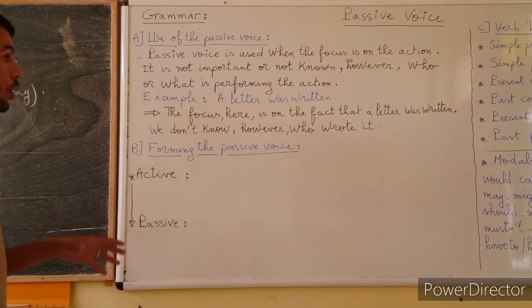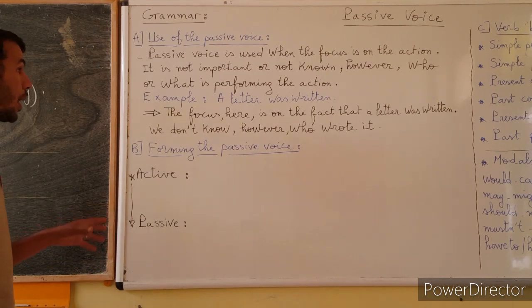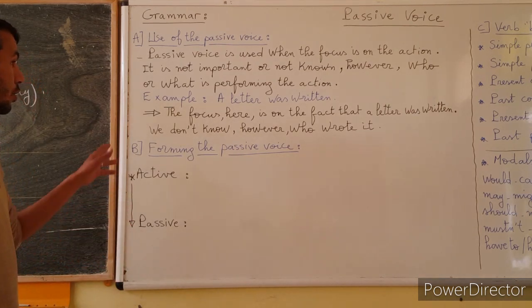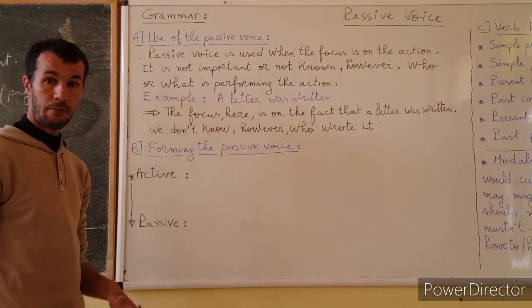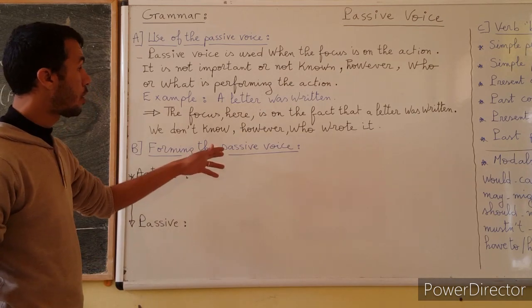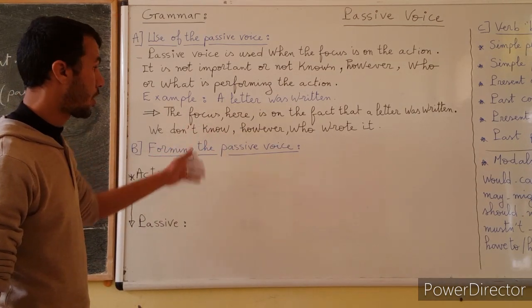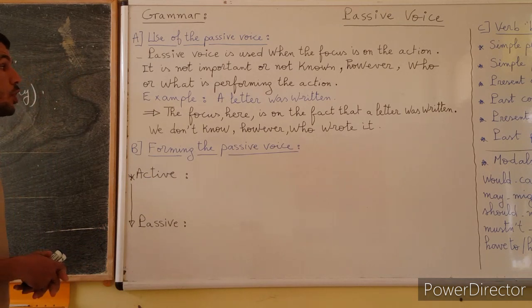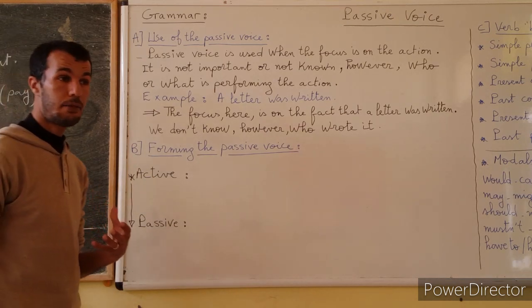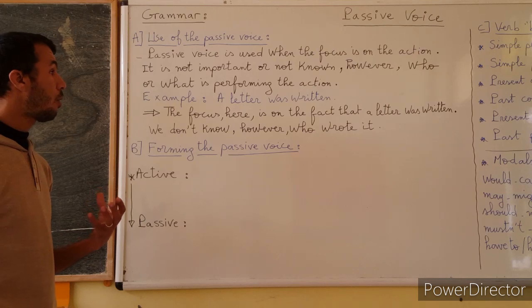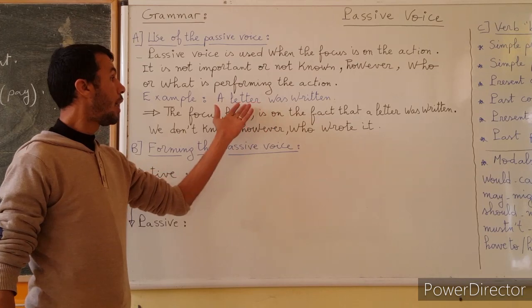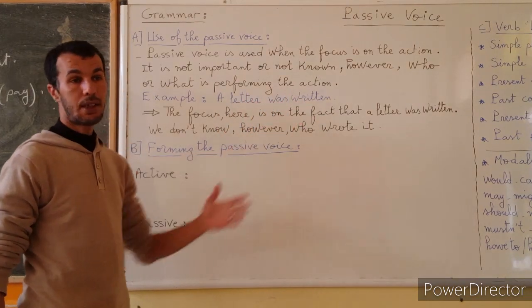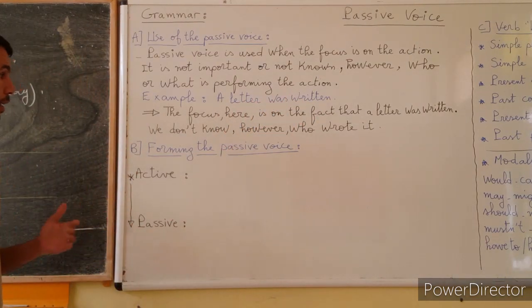So, it's not important, however, who or what is performing the action. As you can see in the example here, a letter was written. Here, we do not know who wrote the letter. It's unknown, which means what is important for us when we deal with the passive voice is that we emphasize the action, which is the act of a letter was written. So it's not important who did that. Okay, this is the first part.